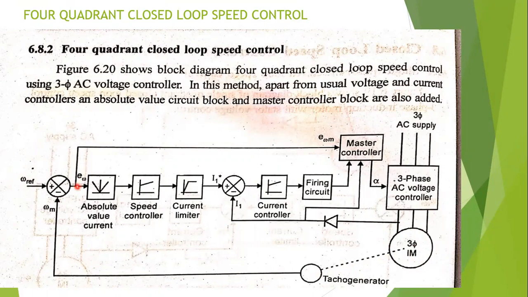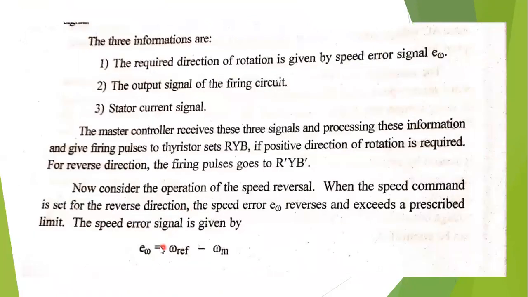The speed error signal is given by EW equals E reference minus EW, which is called the speed error. So it is equal to reference speed minus actual speed. So like this. Understood? So now consider the operation of speed reversal.